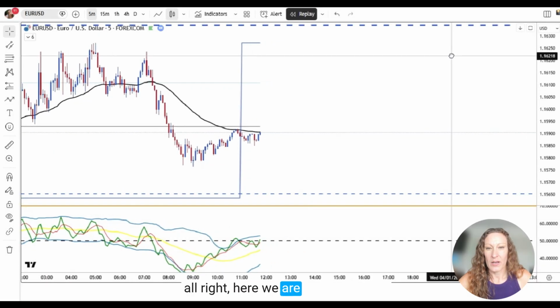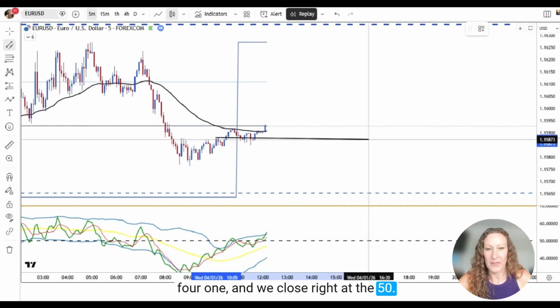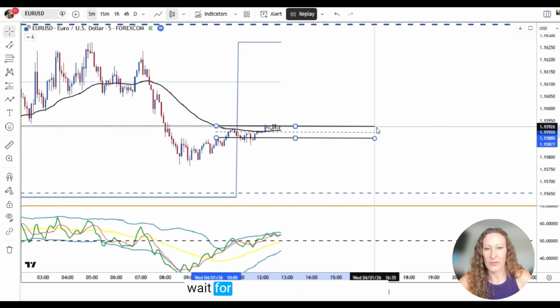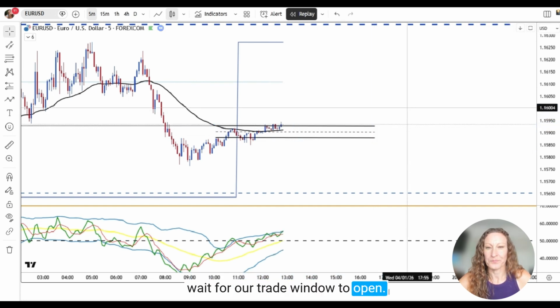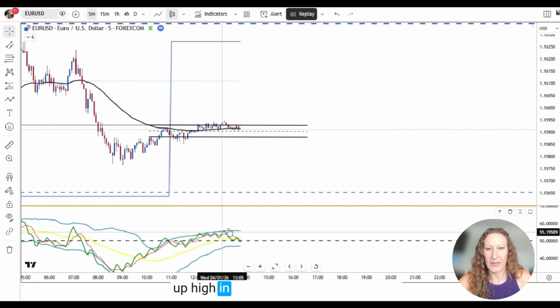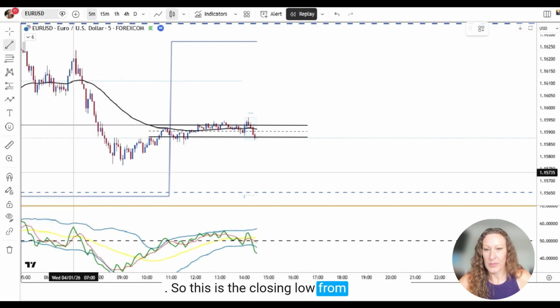All right, here we are on Wednesday, 4/1, and we close right at the 50. So let's draw our 50 channel as we wait for our trade window to open. So right away, I see that price is already pushing up high in the V-band here after a low. So this is the closing low from yesterday.